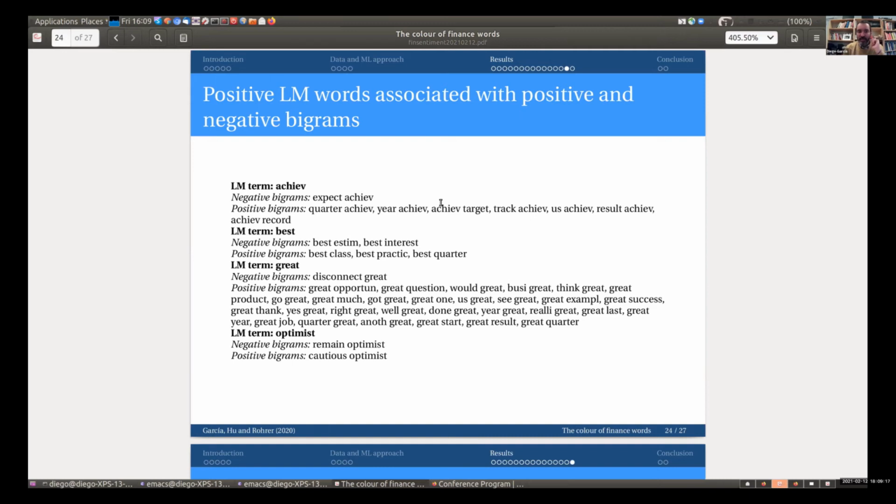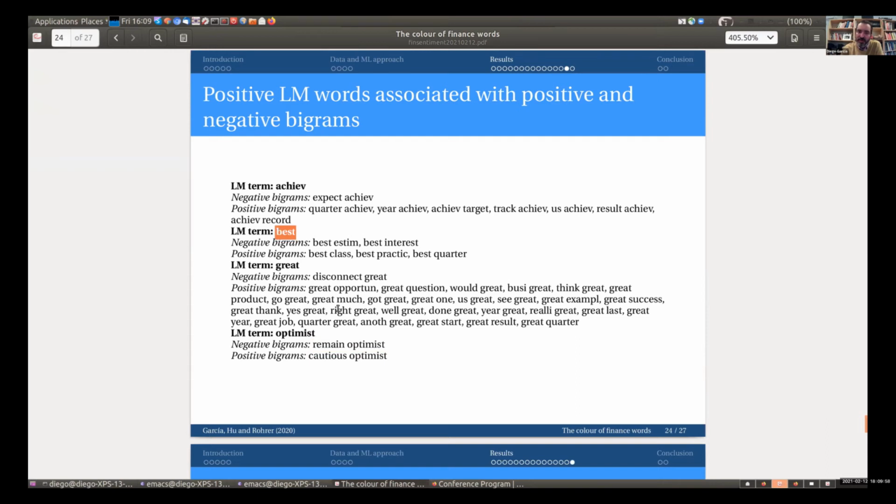Let me just finish up. I have 1 minute left with one last example. So Loughran and McDonald argue that optimistic, or any other variation of it, is a positive word. Well, it turns out that most of us would probably agree with that, but the machines don't. The machines say that if you are using the bigram remain optimistic, that's not that great. You're cautiously optimistic. Maybe you're actually being positive, but remaining optimistic seems to be a negative signal.